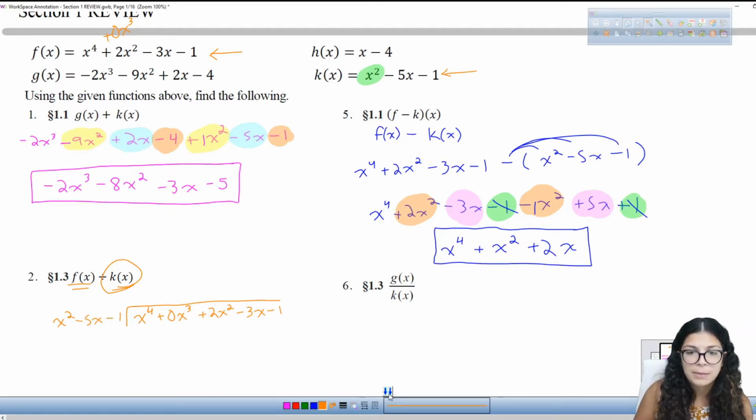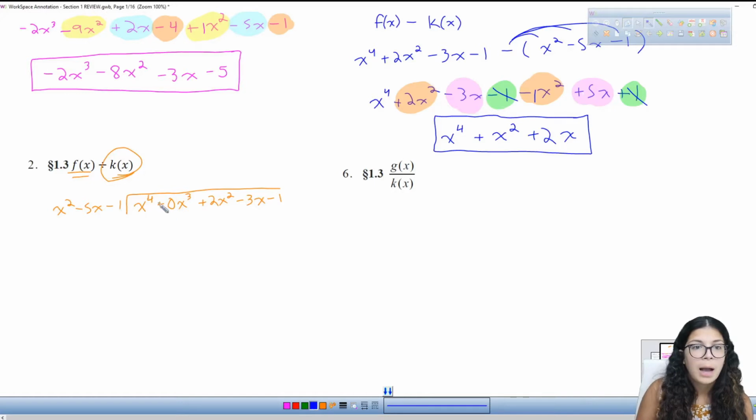Okay, so let's divide. I would multiply x squared by x squared to get x to the power of 4. So now let's multiply. X squared times x squared is x to the power of 4, which is exactly what I wanted. X squared times negative 5x is negative 5x cubed. X squared times negative 1 is negative x squared.